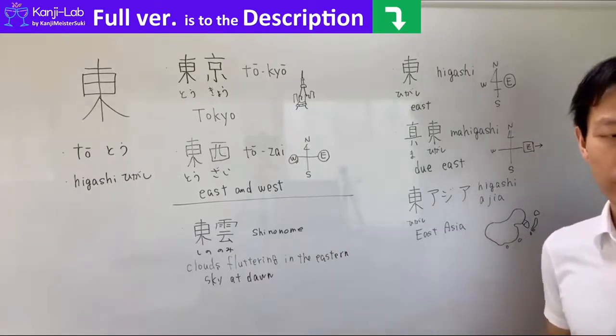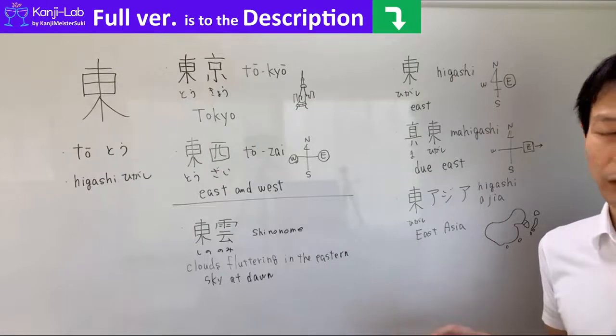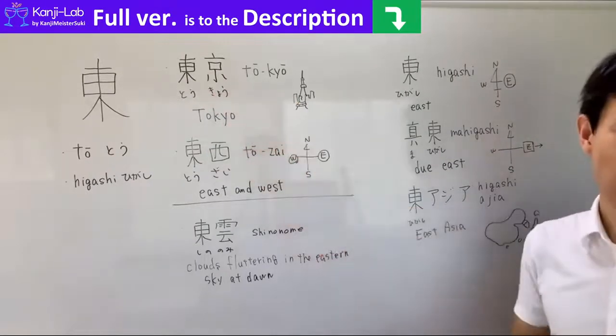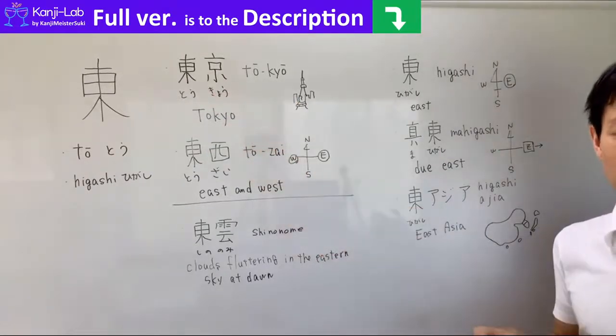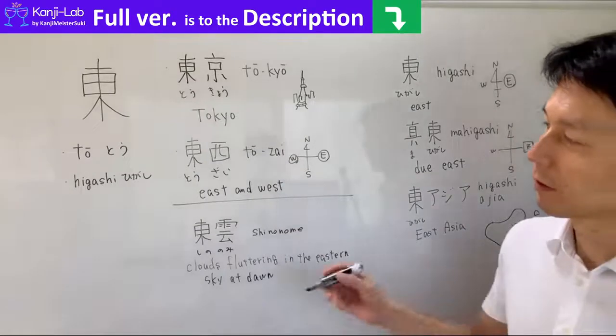Okay, and next is the meaning of the kanji for higashi. This kanji is used in the next meanings: east.